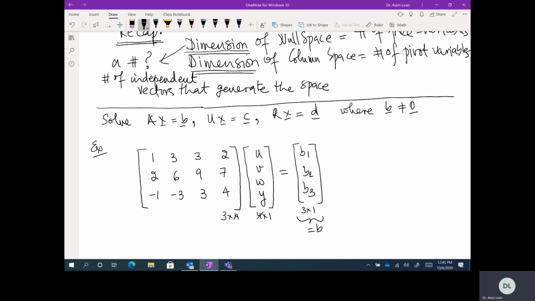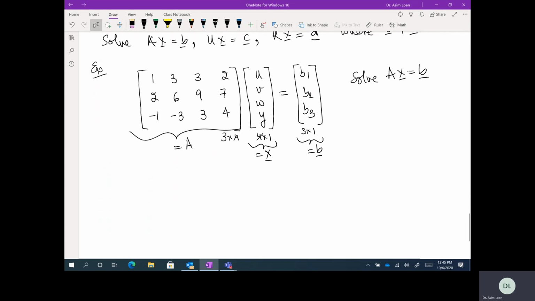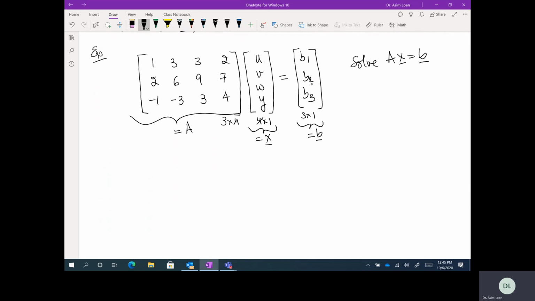So this is b, this is x, and this is A. So we want to solve Ax equals b. Again, I'll do some row echelon form, but I'll have this b1, b2 on this side. Let me write the first equation, 1 3 3 2. This line specifies the equal sign, and this is b1 over here.